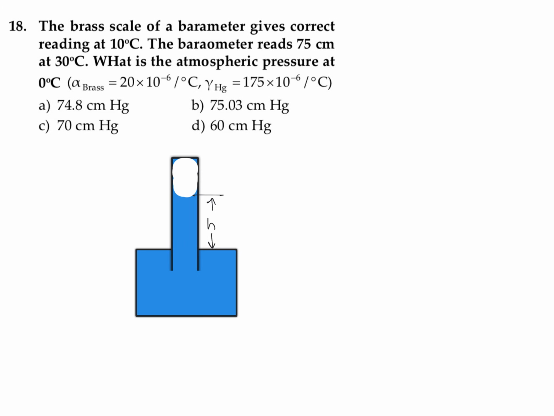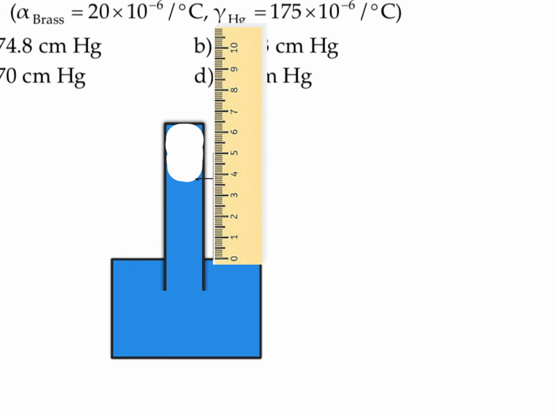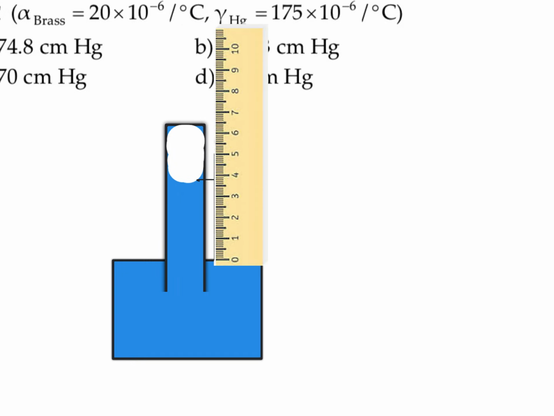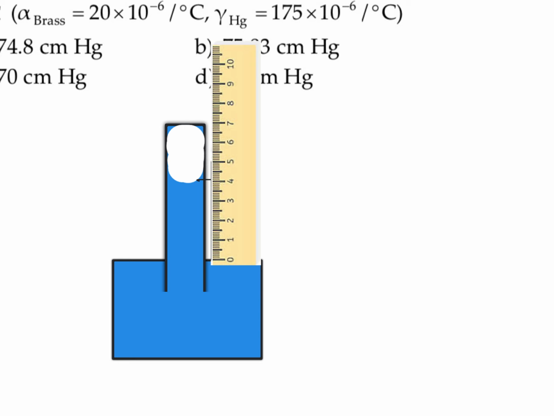Now in this question, the height of this mercury column we are measuring by using a meter scale or a centimeter scale, something like this. But this centimeter scale is made up of brass, so due to thermal expansion, expansion is happening to mercury as well as to this brass rod. As an example, assume that initially this brass rod was showing a reading of, let's say, 4 centimeter, as you can observe in this diagram.